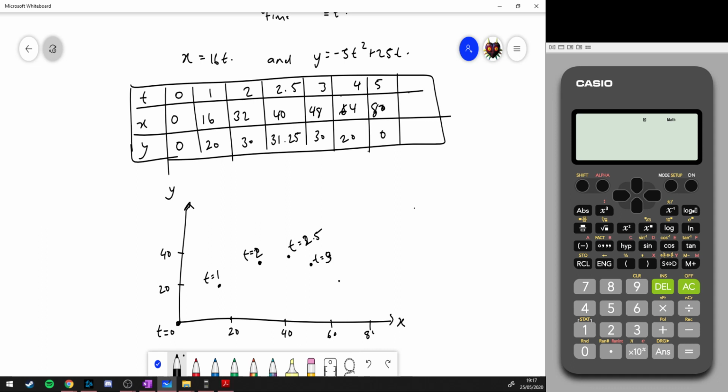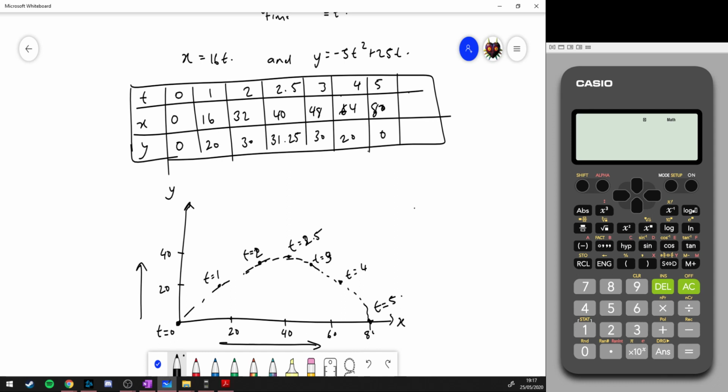Then for 4, we've got 64 and 20, so over at 64, about there, and 20 again. That's t equals 4. And last but not least, t equals 5, which is at 80 and 0. So at each of these time intervals, we've got the graph of x, what's happening to the distance over time. The distance is getting bigger and bigger, further from x equals 0. But when we go up the y value, we can see our graph goes up and then back down.